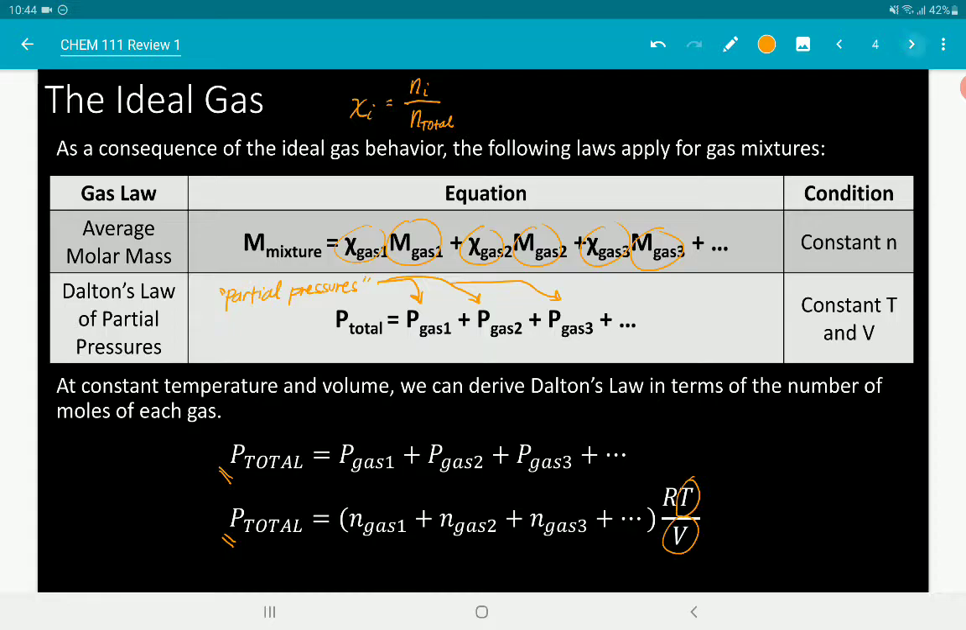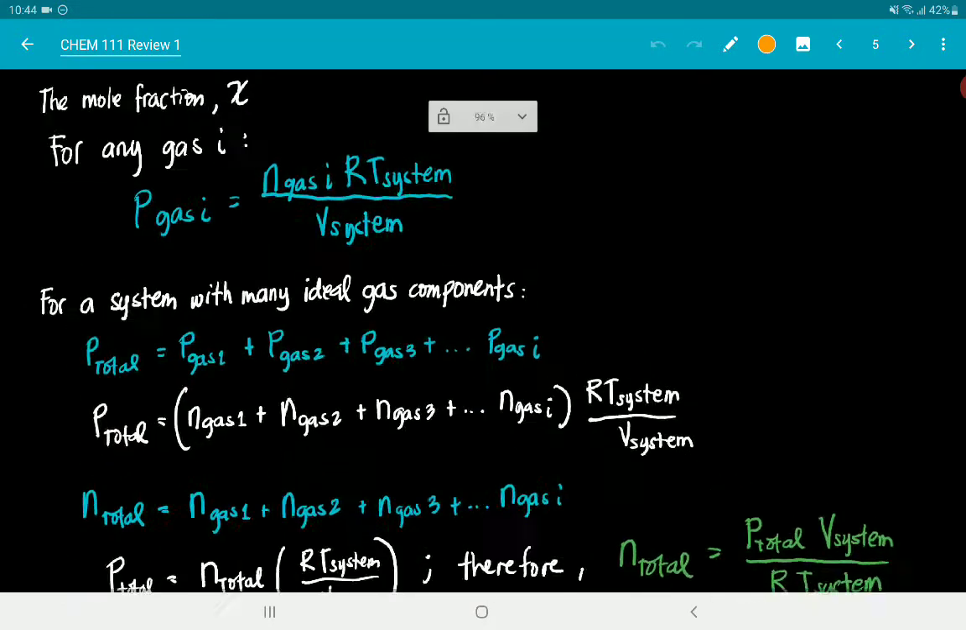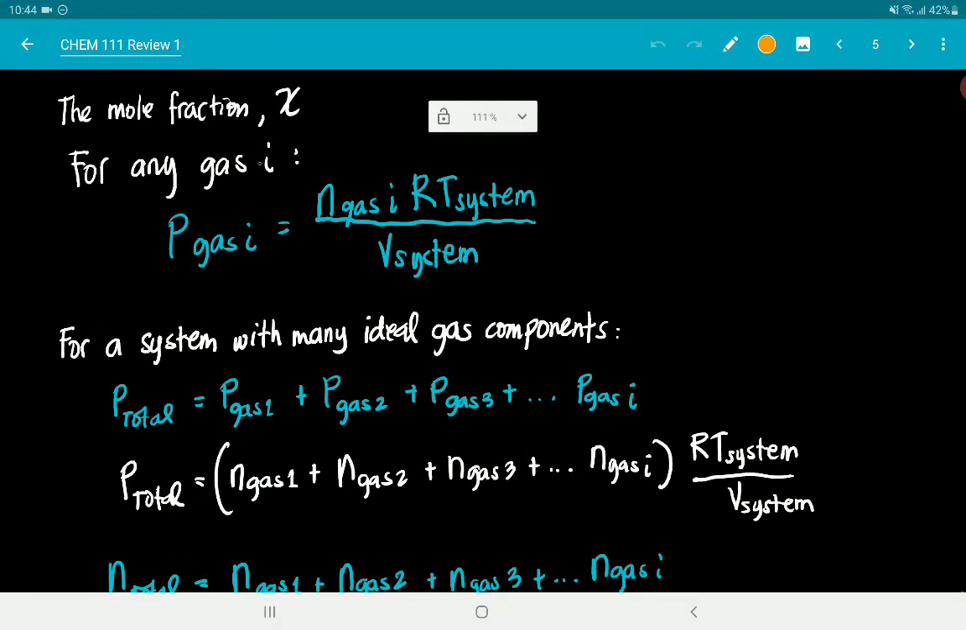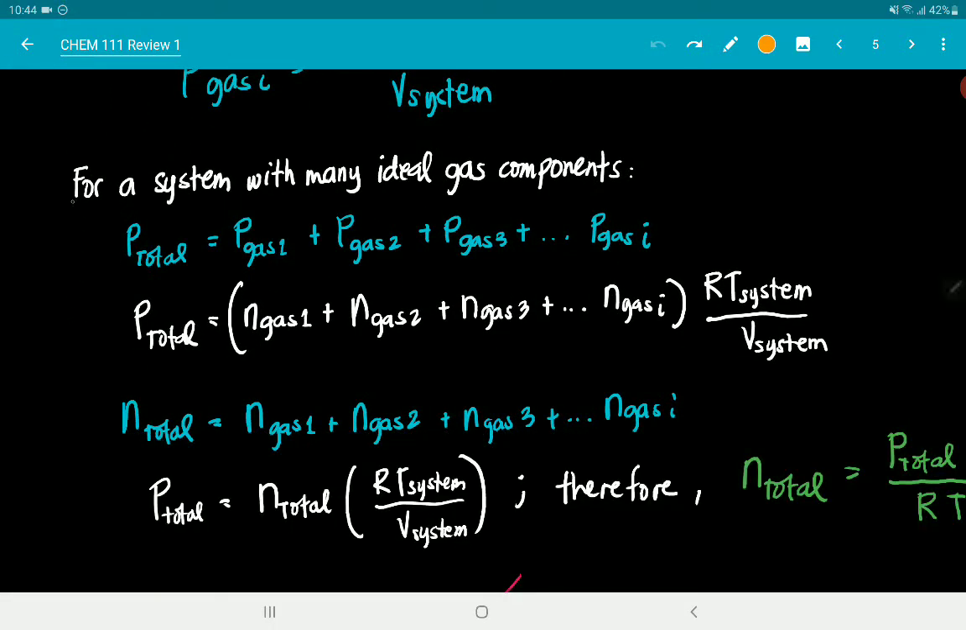Okay? So, for any gas I, the pressure of gas I is equal to the number of moles of gas I times R, which is the gas constant, times T of the system over the volume of the system. That is for any particular gas component sa isang system. So for a system with many ideal gas components, i-add mo lang yung pressures nila, that would be the Dalton's law of partial pressures.